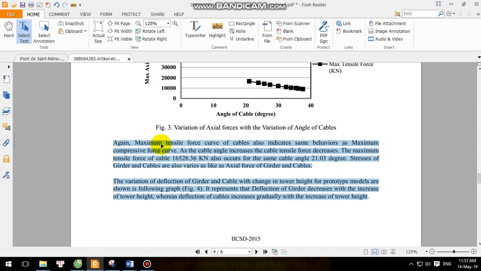Again, the maximum tensile force curve of cables also indicates the same behavior as the maximum compressive force curve. As the cable angle increases, the cable tensile force decreases. The maximum tensile force of cable, 16,528.36 kN, also occurs for the same cable angle, 21.03 degrees. Stresses of girder and cables also vary like the axial force of girder and cables.